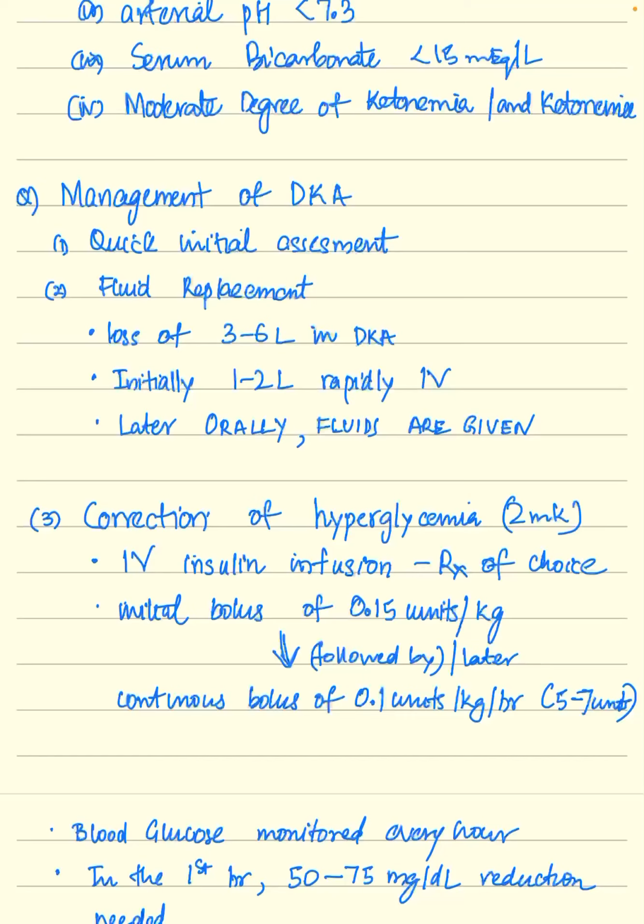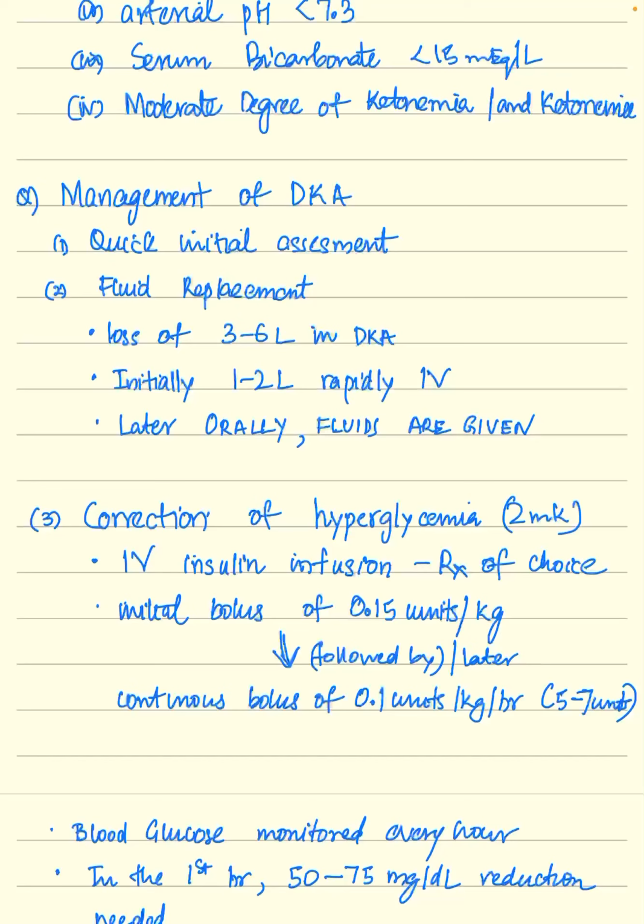Second is fluid replacement. We know that there is a loss of 3 to 6 liters in DKA. So initially we have to give 1 to 2 liters rapidly as IV. Later oral fluids can be given. But one thing to be noted is if the patient can drink orally, it can be preferred.